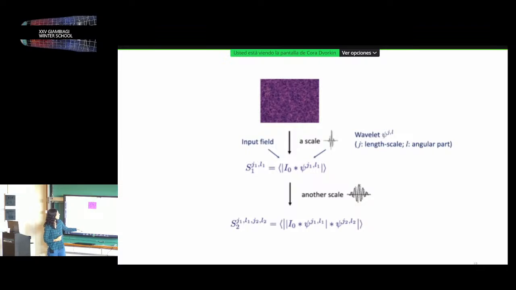For the second layer, you do the following. You take the input field, you convolve it with a wavelet, you take the absolute value, but instead of taking the ensemble average, as we did for the first layer, you convolve it again with a second wavelet, and then you take the absolute value, and then you take the ensemble average. So here you have interaction between different scales, which is interesting because in non-Gaussian fields, there is a correlation between different scales, and we want to capture this.